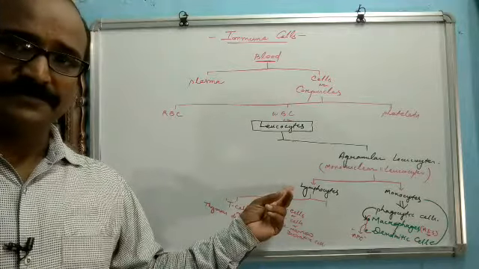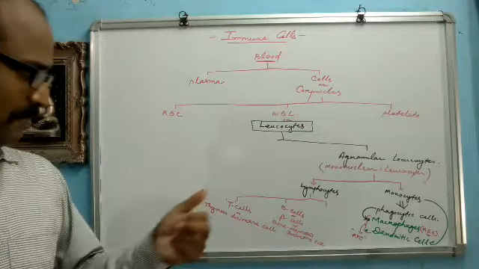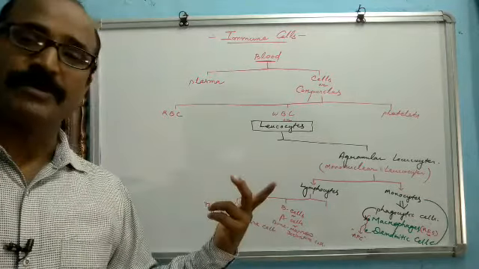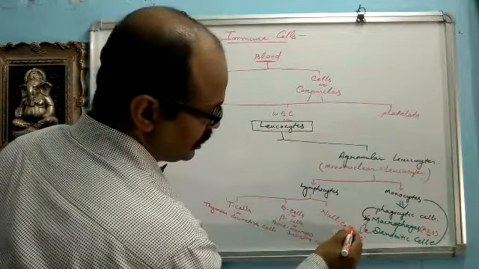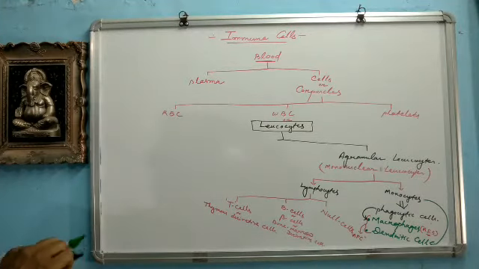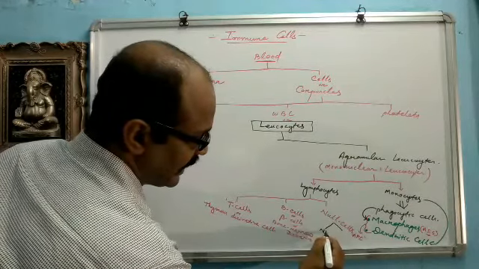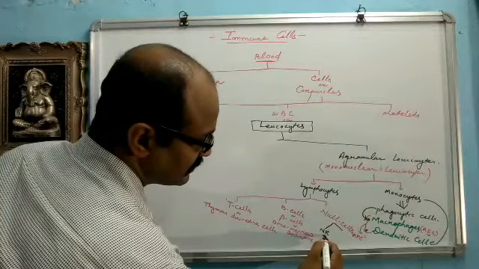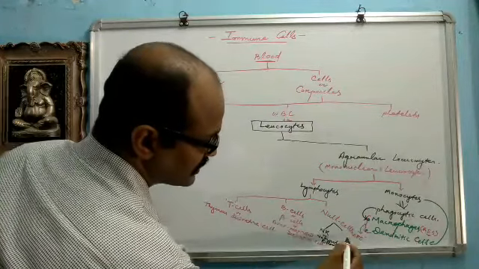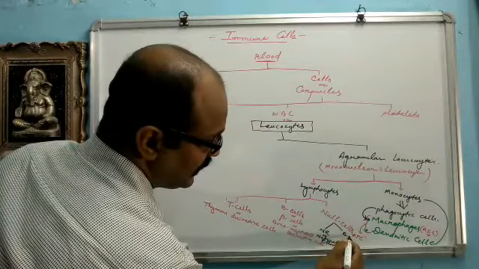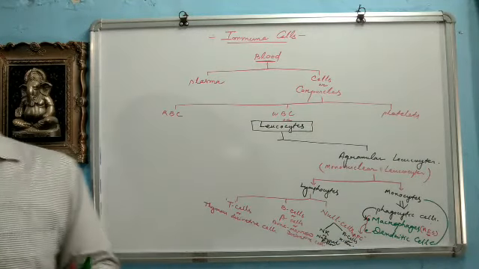These T cells, thymus derivative cells, and B cells, bone marrow derivative cells, are the population of lymphocytes. Some lymphocytes are not differentiated into thymus derivative cells or bone marrow derivative cells; these are known as null cells. These null cells are again of two types: some are known as NK cells, natural killer cells, and some are known as K cells or killer cells.